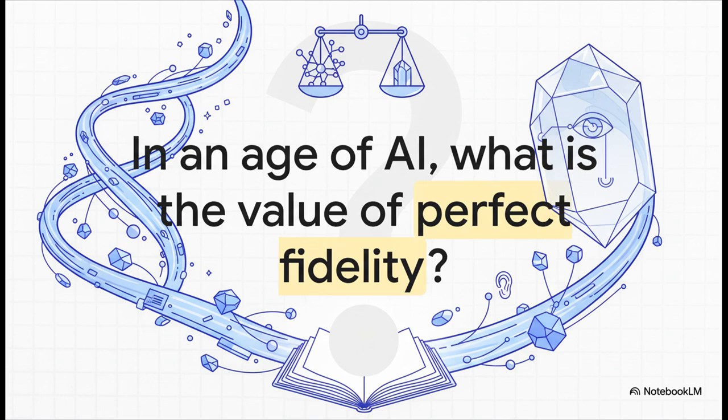And that leaves us with a pretty big question to think about. I mean, we live in an age of AI that can summarize and interpret information in a split second, right? So what's the real value of perfect fidelity? Is there maybe a growing need for a purely objective, totally unspun version of the facts? Something to chew on.